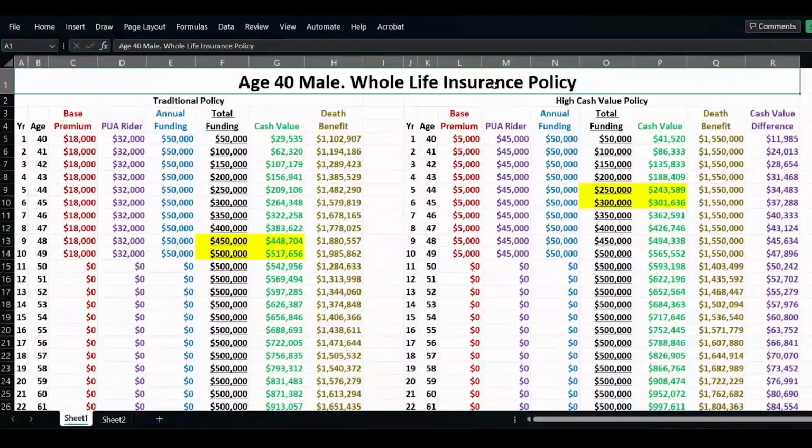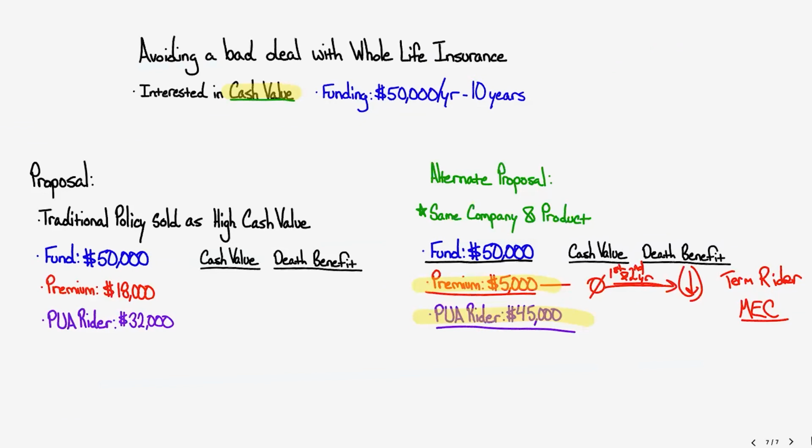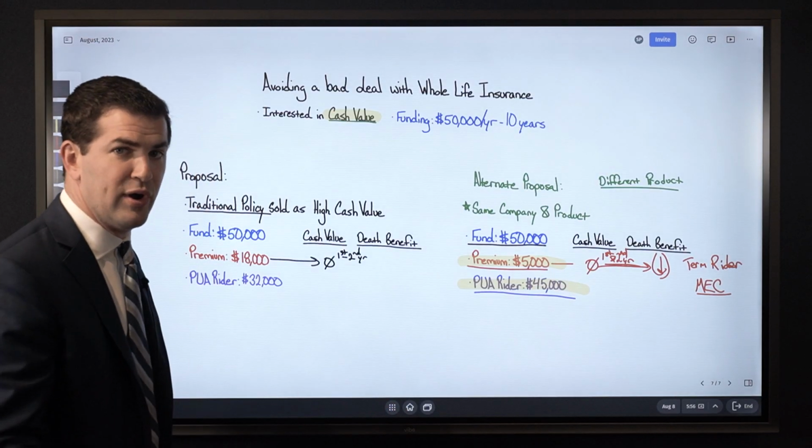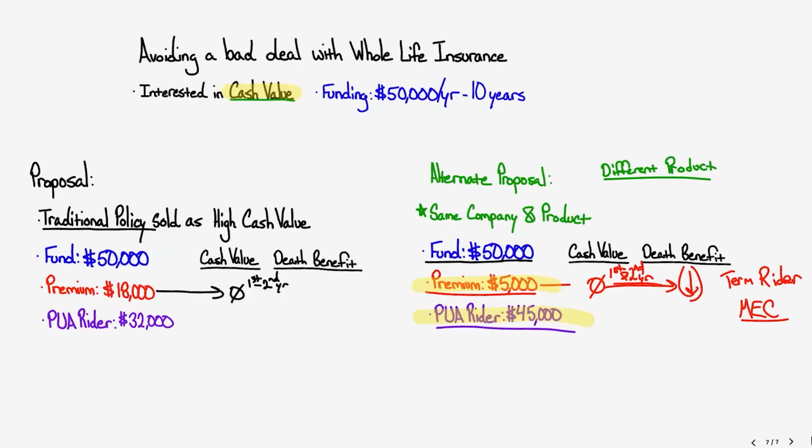So what we can look at is an option that shows the same company. So let's look at the same company, but a different product. And again, the purpose of this is to avoid a bad deal because the first option we looked at was more of a traditional policy where that premium does not show up in cash value in the first and second year. So what we're going to look at is a very similar product, but a product where the premium does not show up in cash value in the first year only. Meaning year 2, the premium begins to come back to cash value.